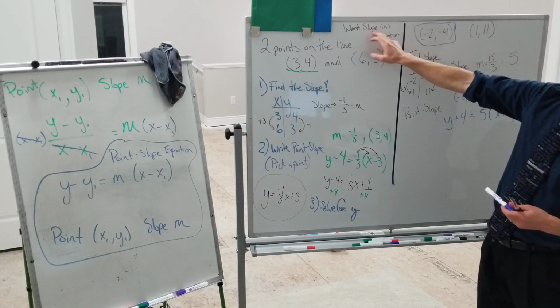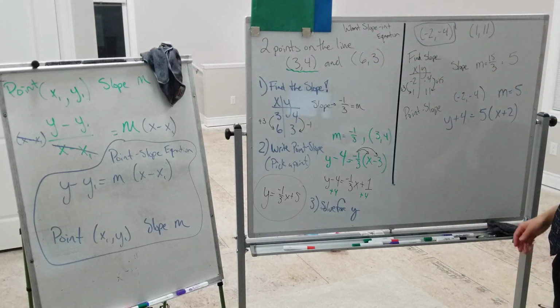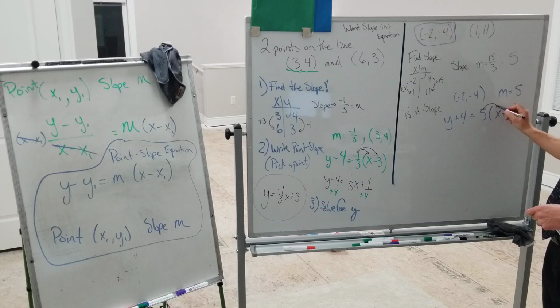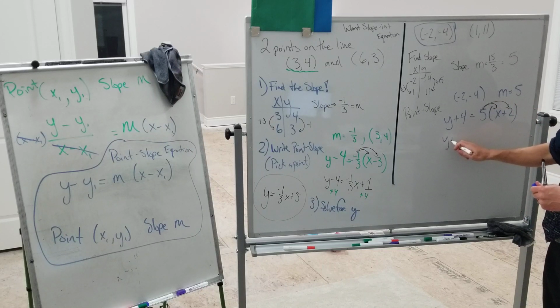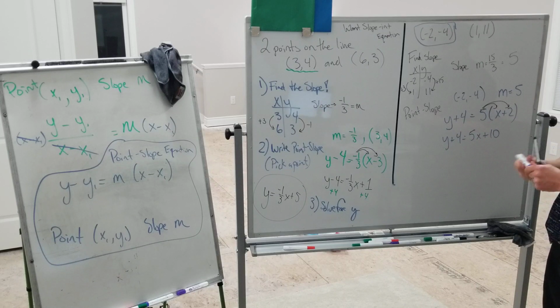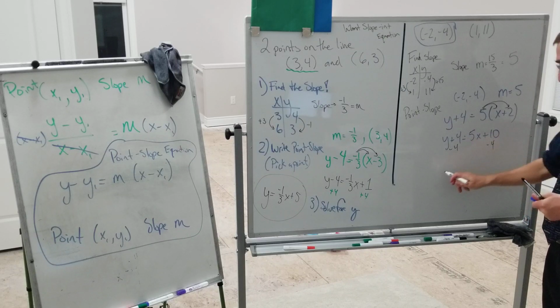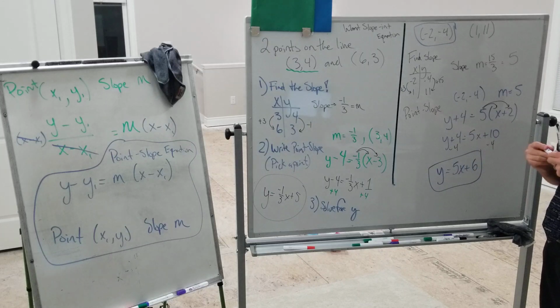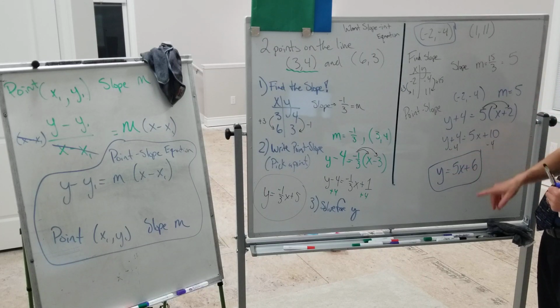But we want the slope-intercept equation. So the last step, step 3, is we've got to solve for y, which means distribute that 5 through. So we have y plus 4 equals 5x plus 10. And then subtract 4 on each side. And that gives me y equals 5x plus 6. Slope-intercept equation. Right? Slope is 5.